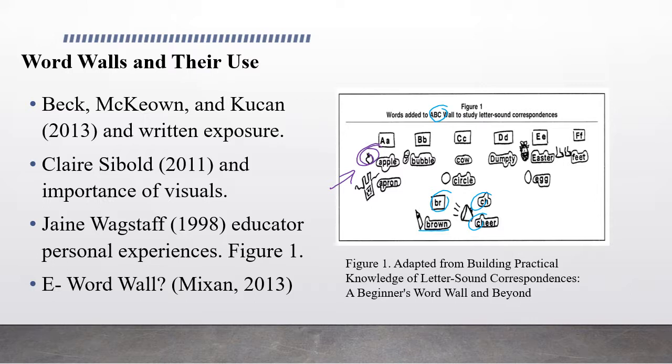The only thing is, a lot of times students don't necessarily reference the word walls. And so word walls now have evolved to best meet the needs of students. Meek and Sun in 2013 introduce the e-word wall, which is aimed towards students with learning disabilities. And this e-word wall allows students to have a portable device where they can constantly access their word wall whenever they need it.